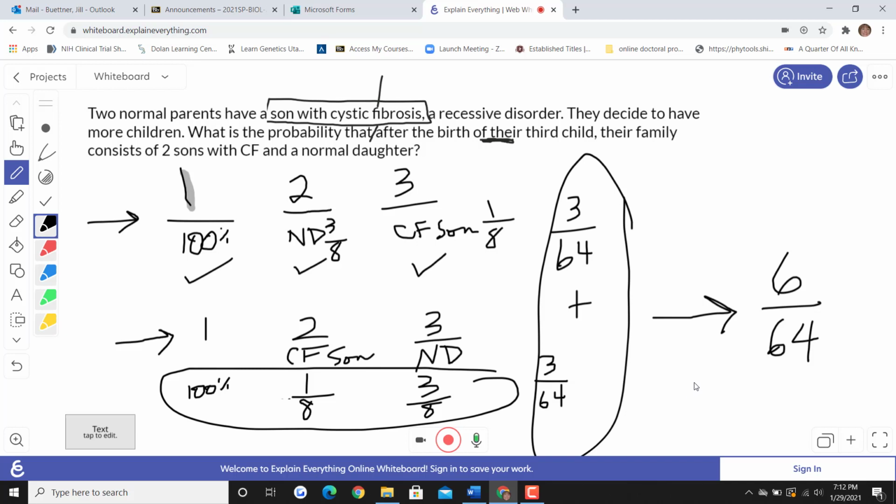Because birth order is not given, you have to solve different birth orders. In this case, there's two different families on two parallel universes that would both end up with two sons with CF and one normal daughter, and therefore either one of them is included as fitting the description of a family that consists of two sons with CF and a normal daughter.